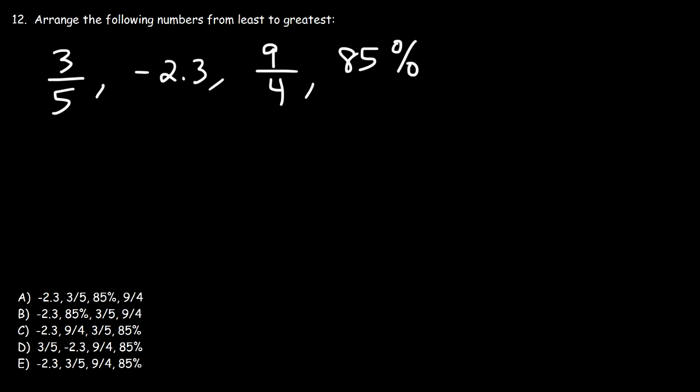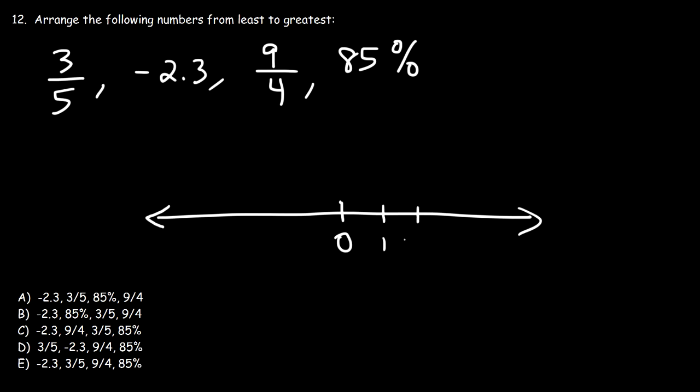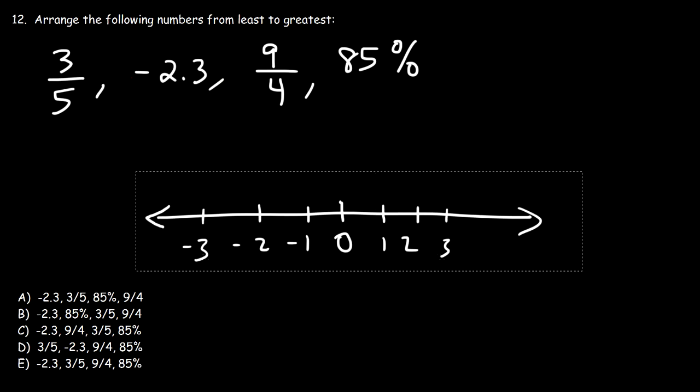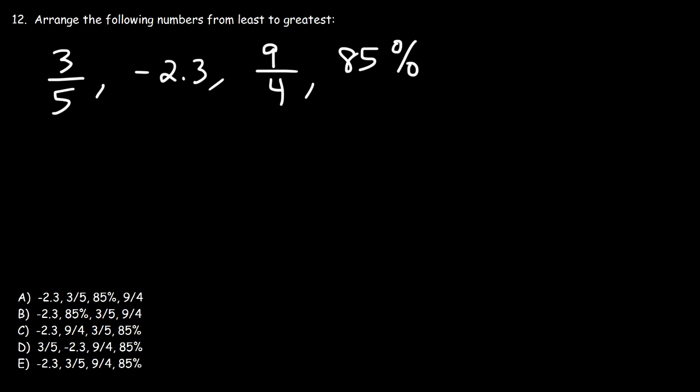Arrange the following numbers from least to greatest. So you need to think of a number line. The numbers to the right are greater than the numbers on the left. So what this means is that positive numbers are greater than negative numbers. So negative 2.3 has the lowest value. So we're going to put that first. So we can automatically eliminate answer choice D.